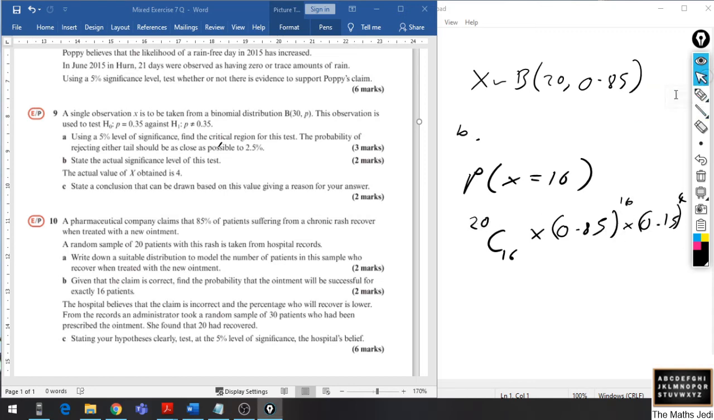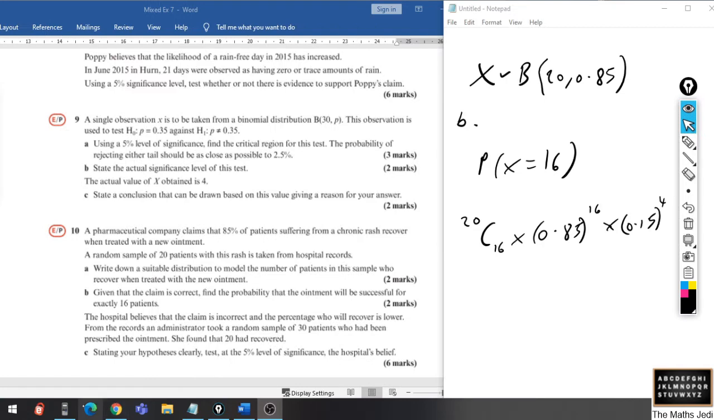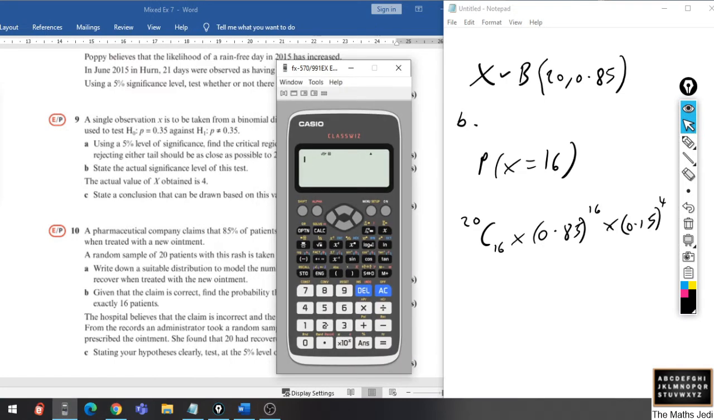So let's just pull the calculator up, and we'll key it in. So 20 choose 16 times 0.85 to the power of 16, and then multiply that by 0.15 to the power of 4, and then that will give us an answer. It's 0.1821 to 4 significant figures.